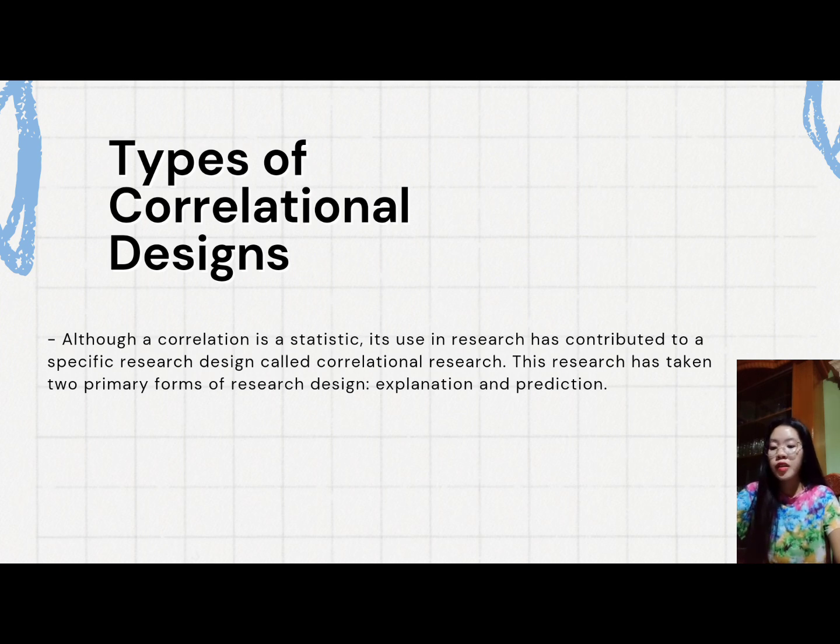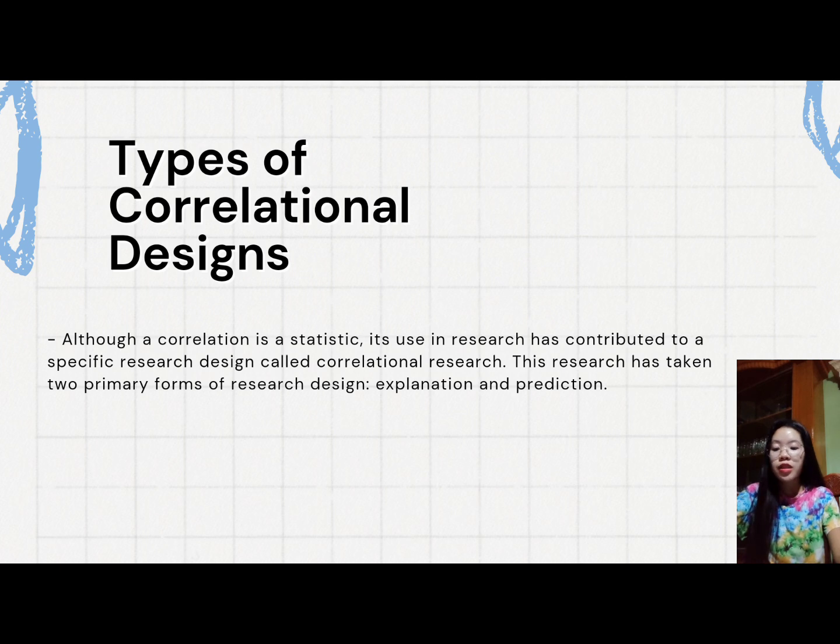So although a correlation is a statistic, its use in research has contributed to a specific research design called correlational research. So this research has taken two primary forms of research designs, which is the explanation and prediction. So an explanatory correlational design explains or clarifies the degree of association among two or more variables at one point in time. An example is whether motivation is associated with academic performance.